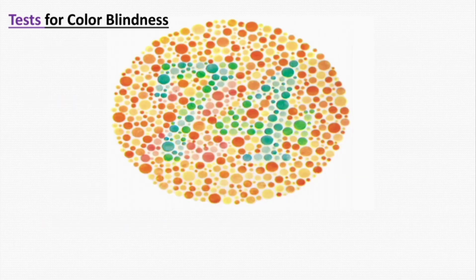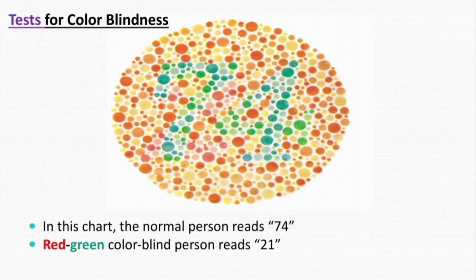Now, color blindness can be tested and there are various tests available for checking color blindness or color weakness, but the most common and easiest form of testing color blindness is Ishihara charts in which different color plates are used. Likewise, you are seeing one color plate. Now, a normal individual will read number 74 on this color plate, but a red-green color blind person will read 21.